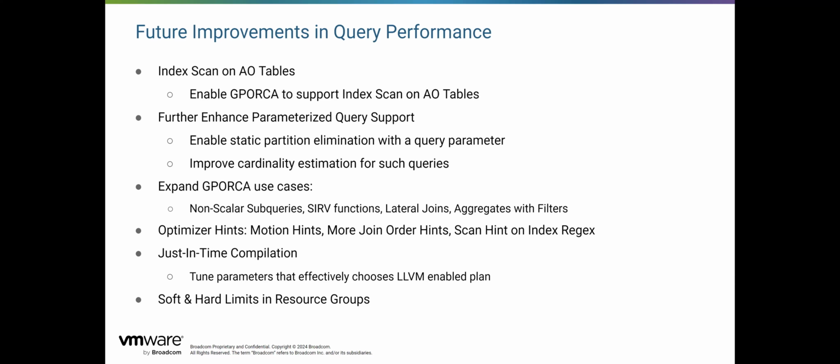Optimizer hints. As you may have noticed, I mentioned something about motion hints. We have not yet delivered on the motion hints. We're going to be coming out with motion hints in 7.3 or 7.4, which is how you can specify whether you want to redistribute something or broadcast some side of the plan. Just-in-time compilation: while it is available on 7, we have to tune the parameters so that customers don't have to tune it personally, so we are auto-tuning them. The last one is a very frequently asked feature where they want to have soft and hard limits for resource groups.